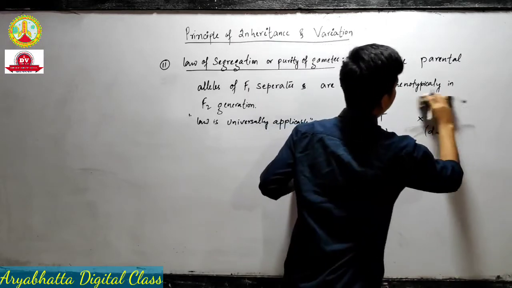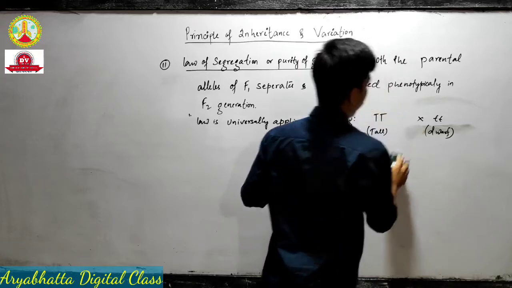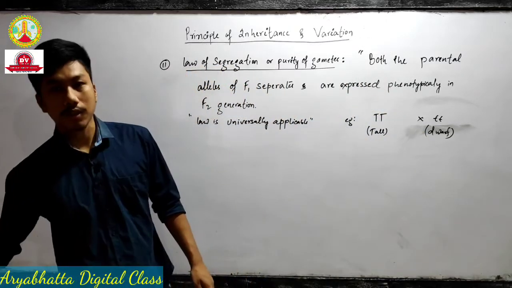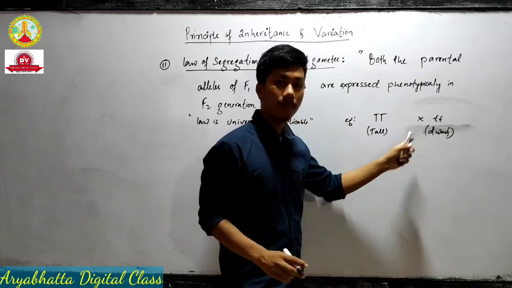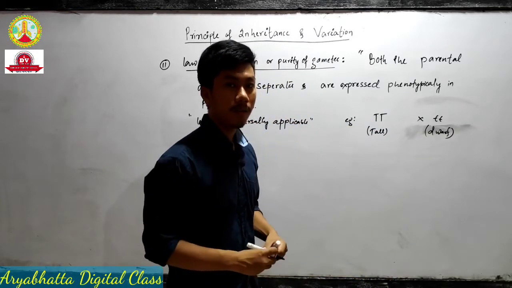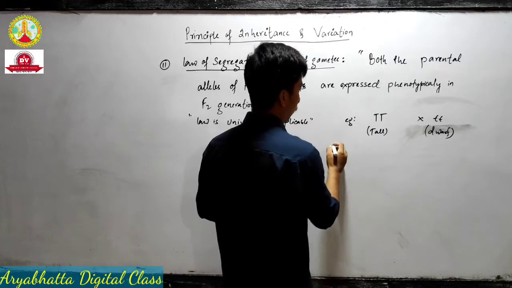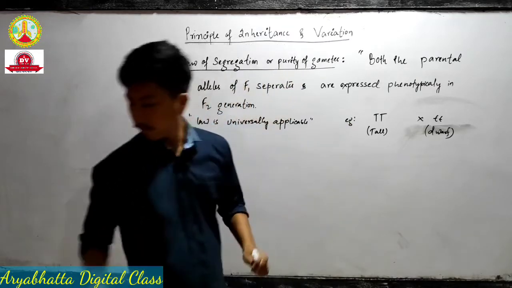So here, don't get confused. For example, we take a tall plant as the P plant and a dwarf P plant. So dominant tall, recessive dwarf. That is our parents, okay?